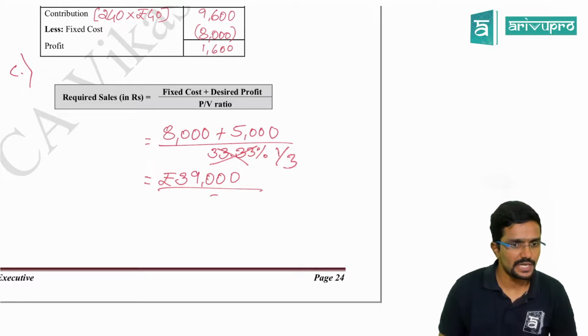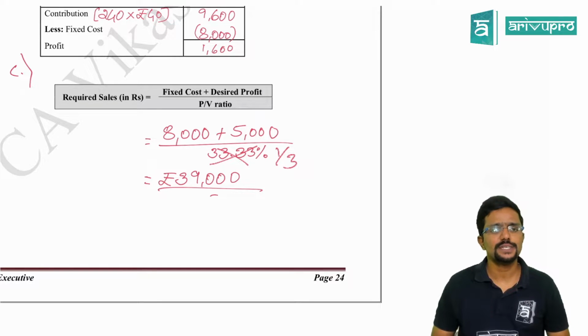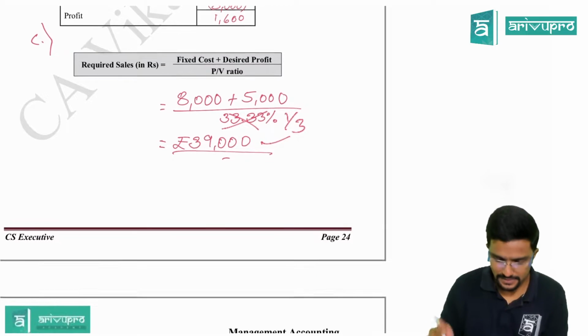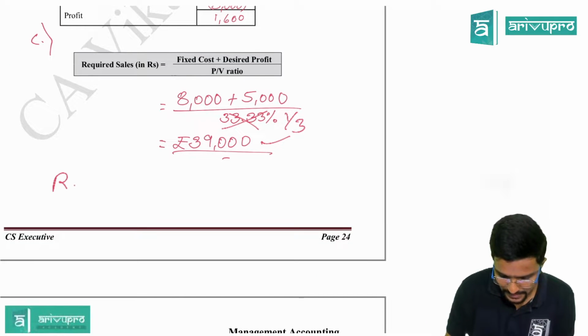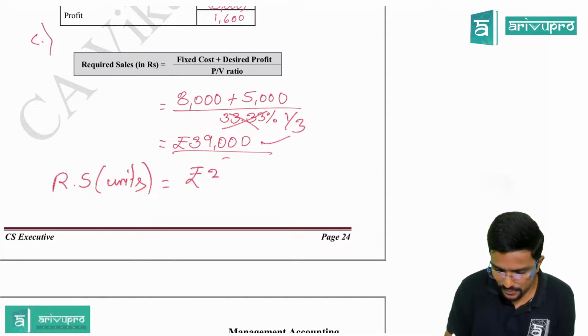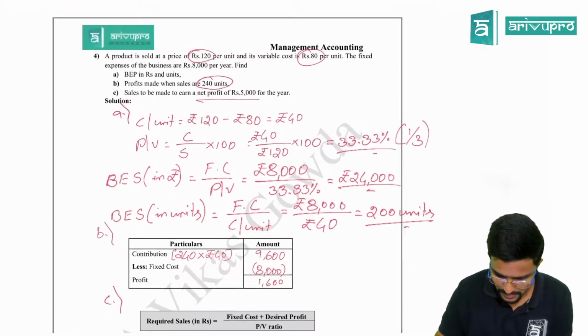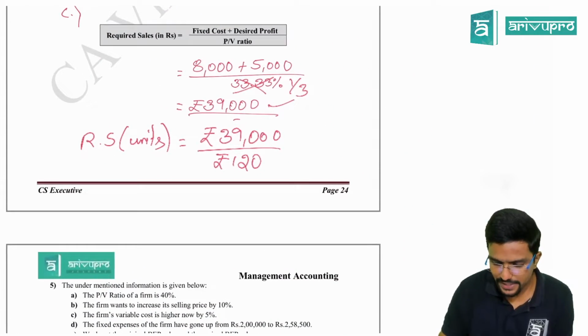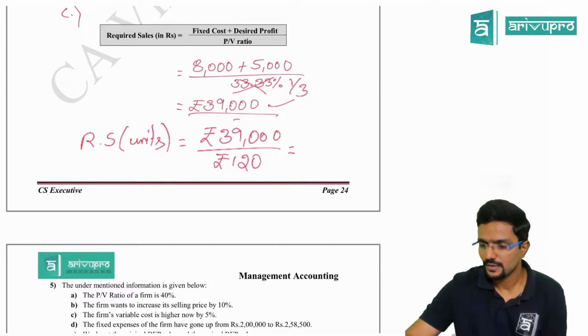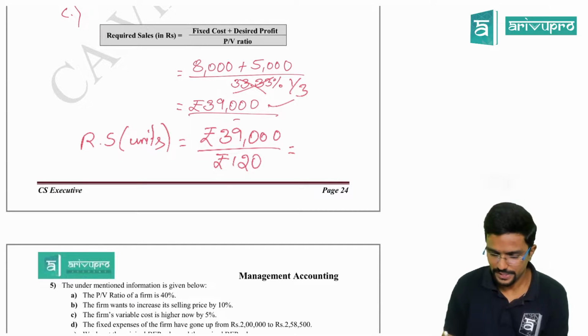Nishchay Jain: Sir, how to calculate in units? Simple, sir. Divide 39,000 by selling price per unit. So for example, if it is asked in the question, required sales in units is equal to 39,000 rupees sales divided by selling price per unit. 120, I guess. It is 120. You will get it in units: 325 units.